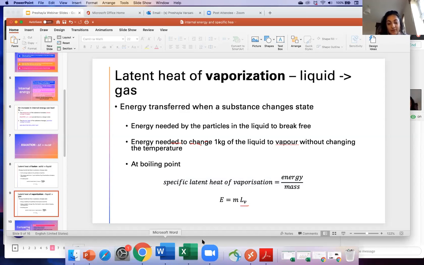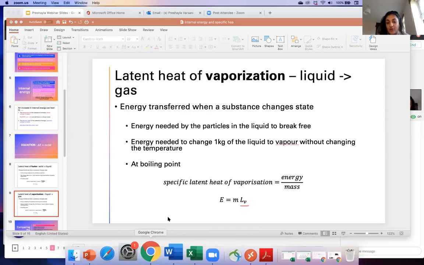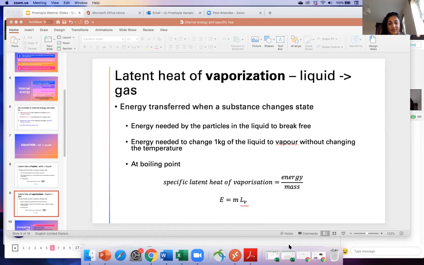Okay, so very similar equations, but in an exam question, you would need to notice whether the question talks about a change of state from a solid to a liquid, or a change of state from a liquid to a gas. But in either case, the specific latent heat is the energy divided by the mass.